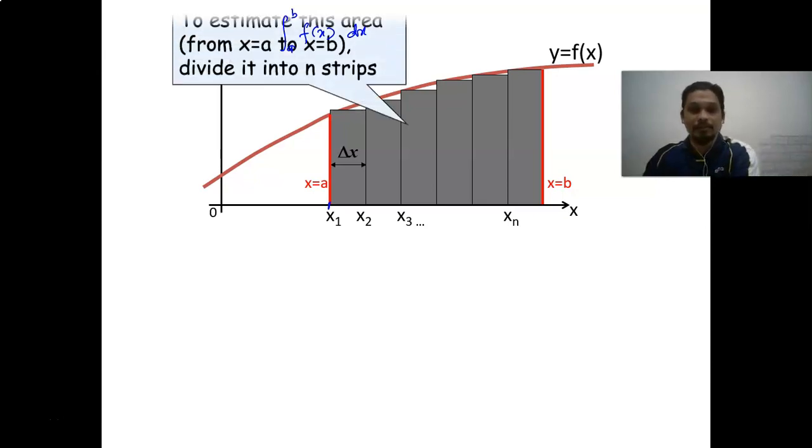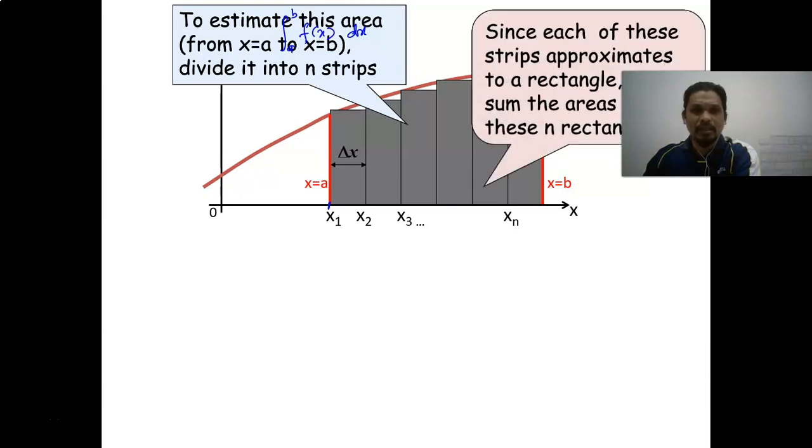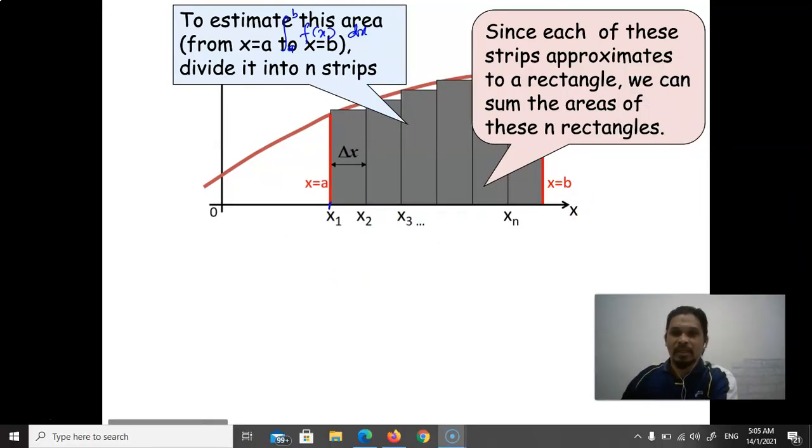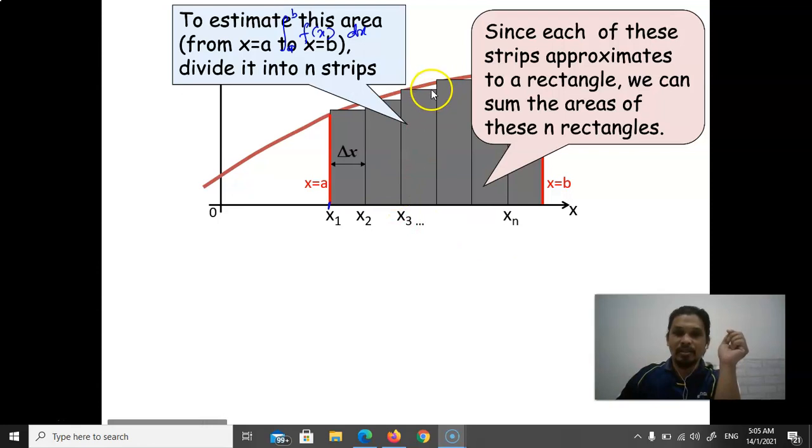To estimate this area from x equal to a until x equal to b, divide it into n strips, and since each strip approximates a rectangle, we can sum the areas of these rectangles. This is one rectangle, rectangle number 2, rectangle number 3, 4, 5, and 6.